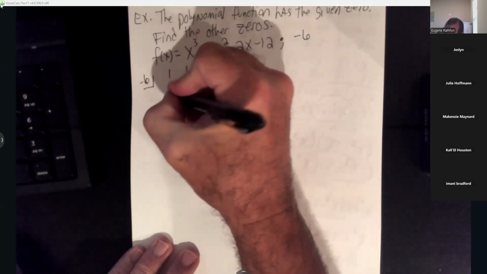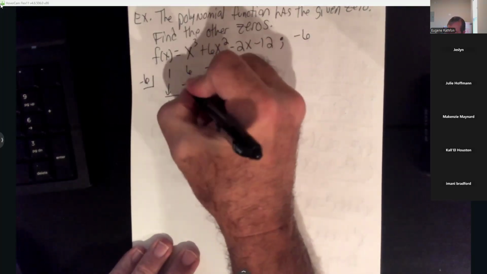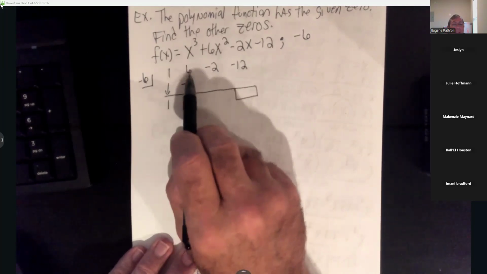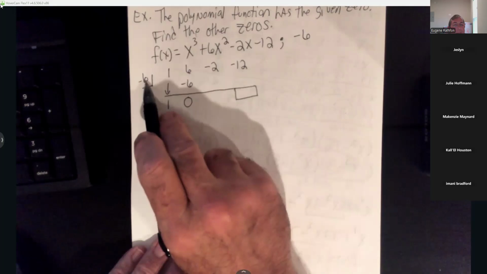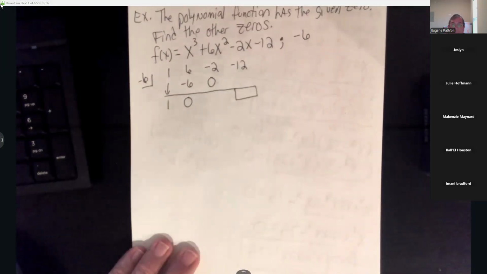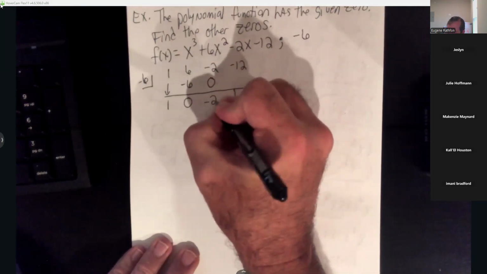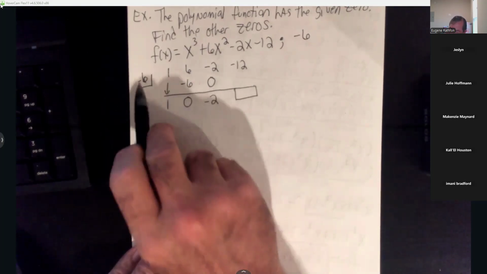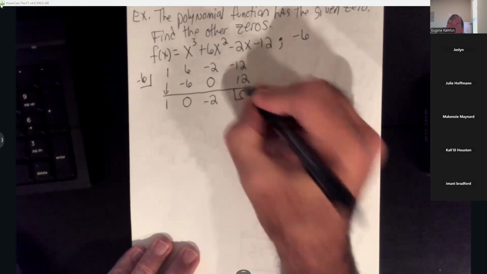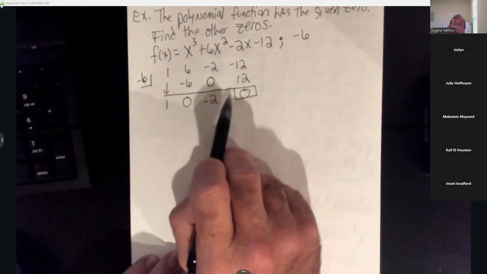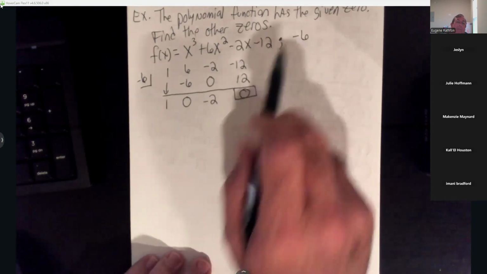All right, y'all, here we go. So bring that one down. 1 times -6 is -6. 6 and -6 give you a 0. 0 times -6 is 0. -2 plus 0 is -2. And y'all look at that. -2 times -6 is a positive 12, which gives me a 0 remainder. So we knew that because they told us that -6 was actually a zero of it, okay?